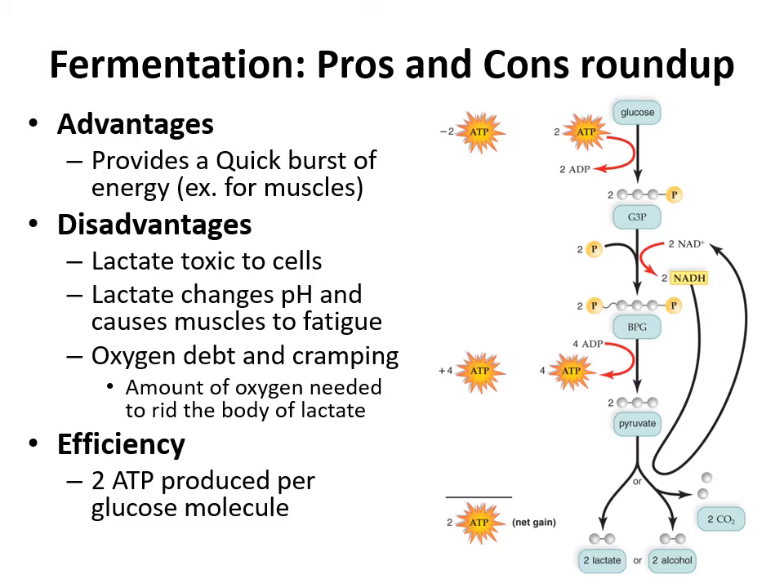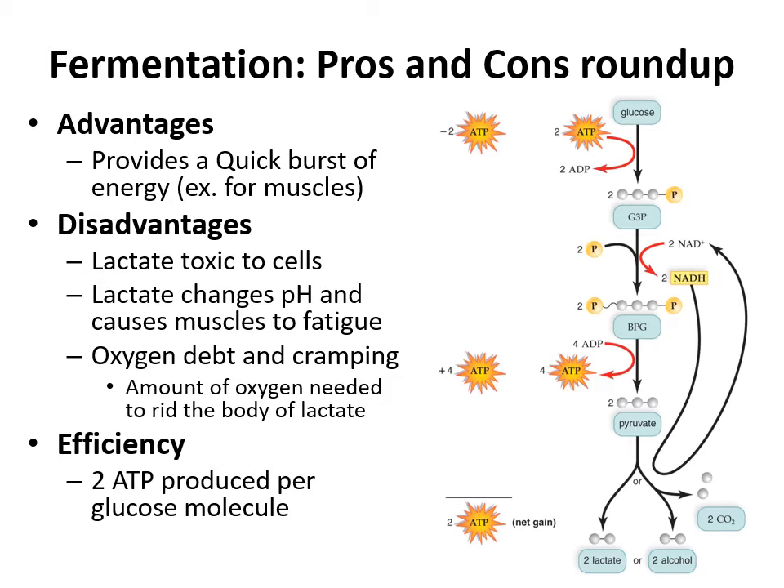Now, when we talk about fermentation, I've already mentioned the efficiency of it, but I put this slide together to summarize the pros and cons of fermentation for you. Why would a cell want to do this? Well, when there's no oxygen present, it still provides a quick burst of energy, such as for muscles, and that quick burst of energy is at the efficiency of 2 ATP per glucose that it breaks down. And again, that ATP is due to glycolysis occurring as part of the fermentation process.